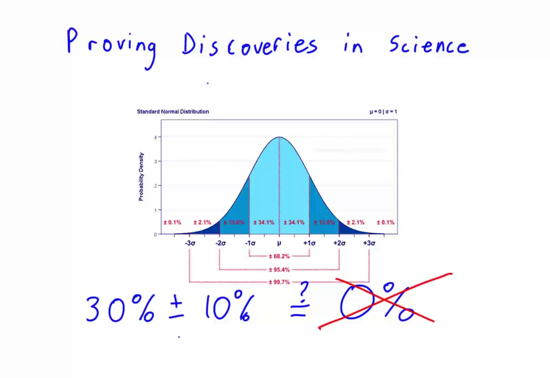In physics, rather than talking about percentage confidence, we tend to talk about the number of standard deviations, or errors, the number of sigma, between our data and the null hypothesis. In general, different fields use different levels of sigma to prove their findings.